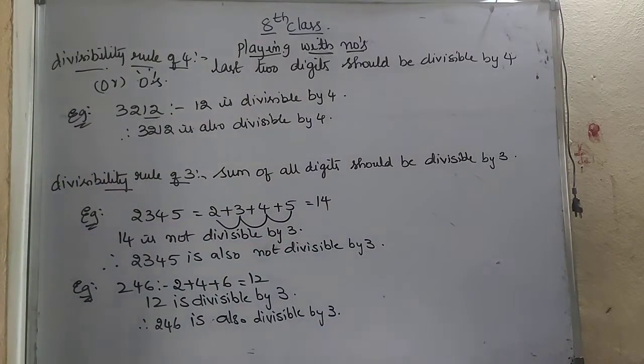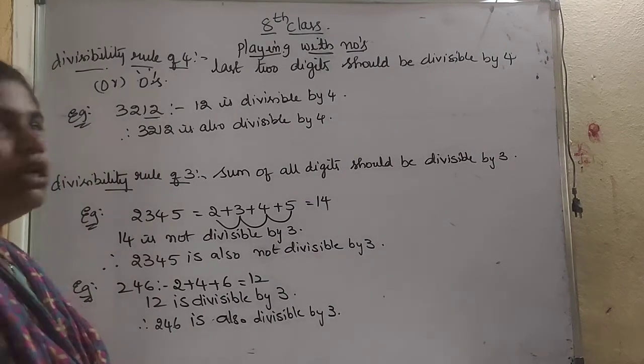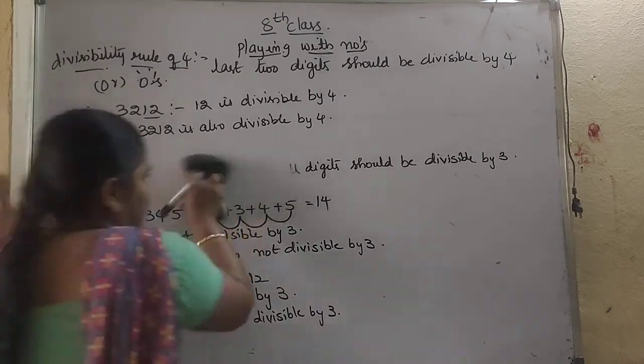Okay, so one more example we will take. I told you that in the condition, the last two digits should be divisible by 4 or they can be zeros. So how they can be zeros, we will see.